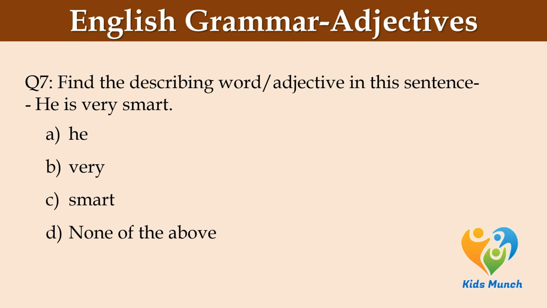Find the describing word or adjective in this sentence. He is very smart. Option A, he. Option B, very. Option C, smart. Option D, none of the above.